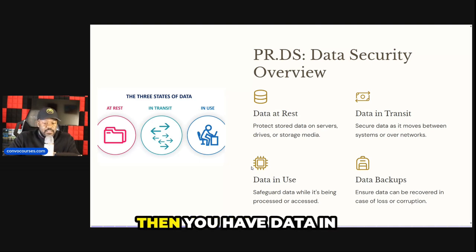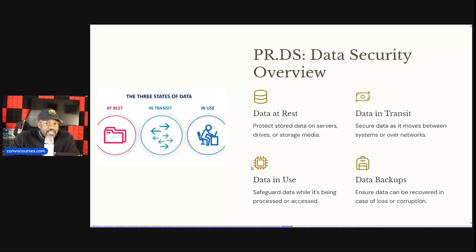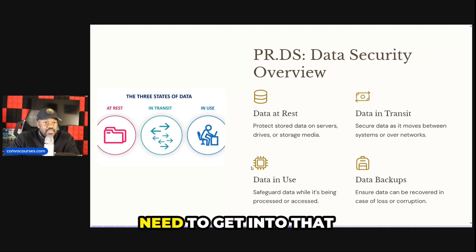And then you have data in use, making sure that if the data is being processed or being accessed, it can only be accessed by those who have the privileges to access it. That's where you get into the law of least privilege, making sure that if a person needs to get in that file, they can. If they can't, then no, there's zero trust. Only people who have a need to get into that file can get into that file.